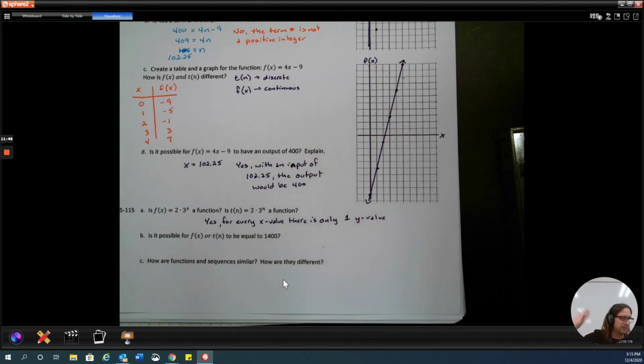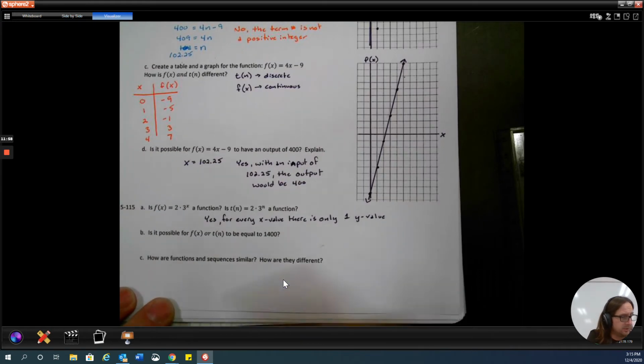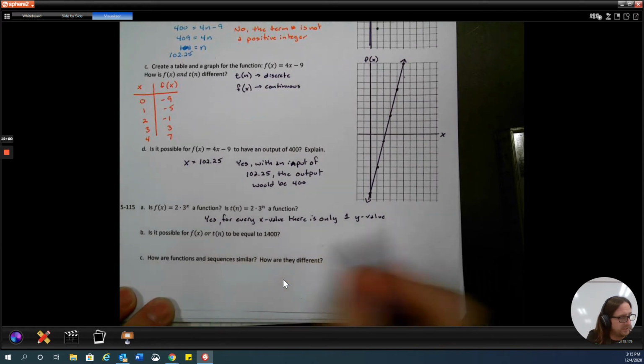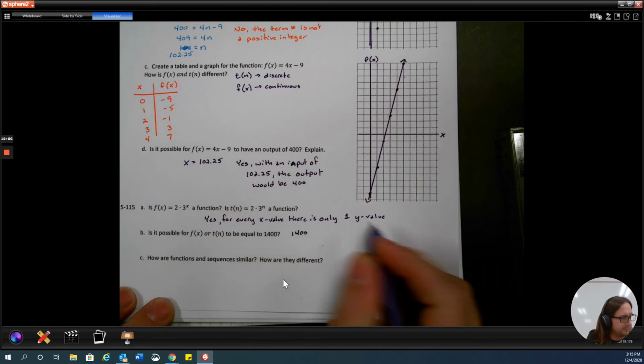So we're not doubling up on any of our x values. All right, is it possible for f of x or t of n to be equal to 1400? Now that's an interesting question. So we're saying, what if this were 1400? Let's see if we can find out if this would work.